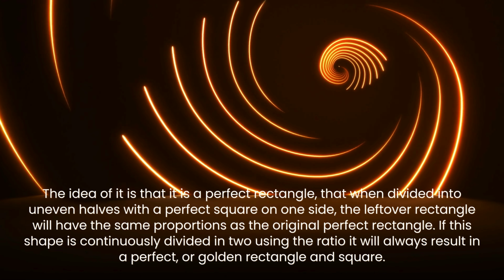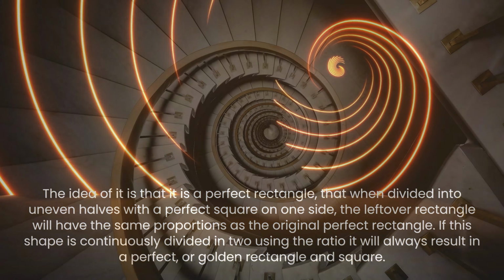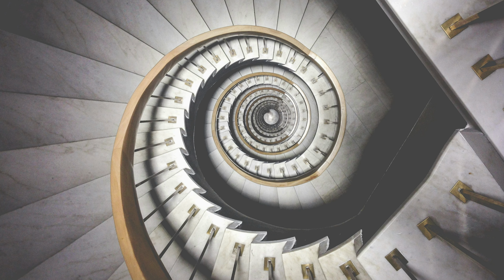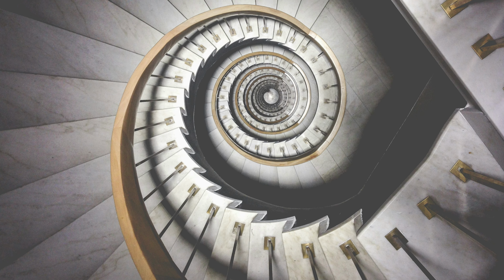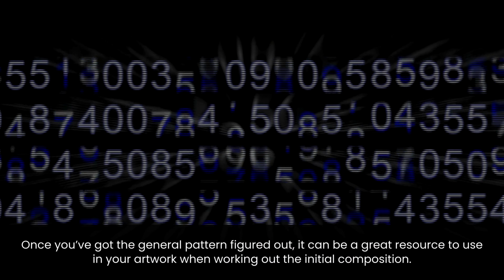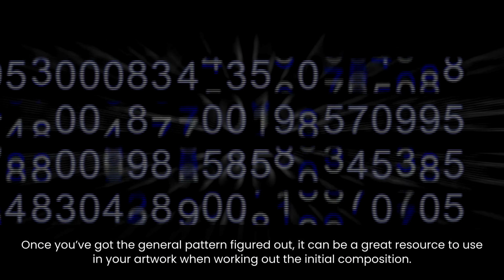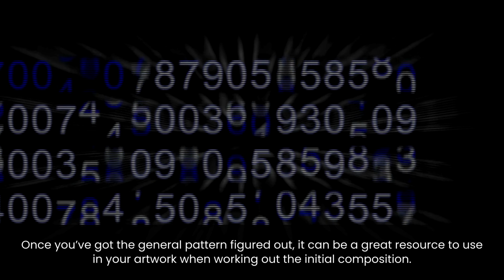If this shape is continuously divided in two, using the ratio, it will always result in a perfect or golden rectangle and square. Once you've got the general pattern figured out, it can be a great resource to use in your artwork when working out the initial composition.